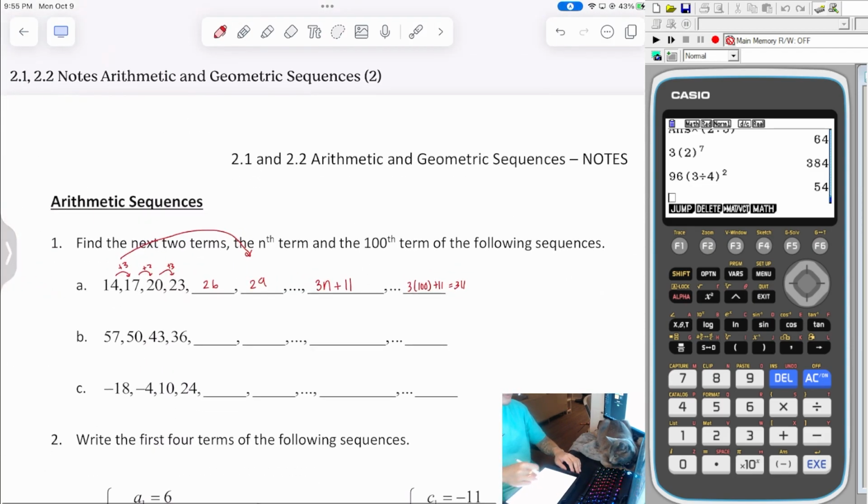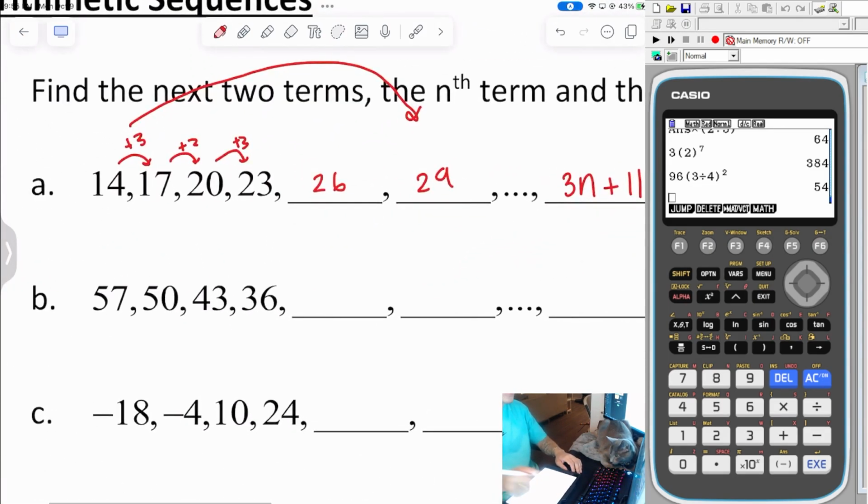Alrighty, now let's move on to part B, where we try to do the same thing again. So let's try to predict what the next two terms are. As I look at the current sequence, these first 4 terms, I see that I'm subtracting 7 each time. Since I can assume that, the next term will be 30, oops, not 31, I will say 29, and then 22.